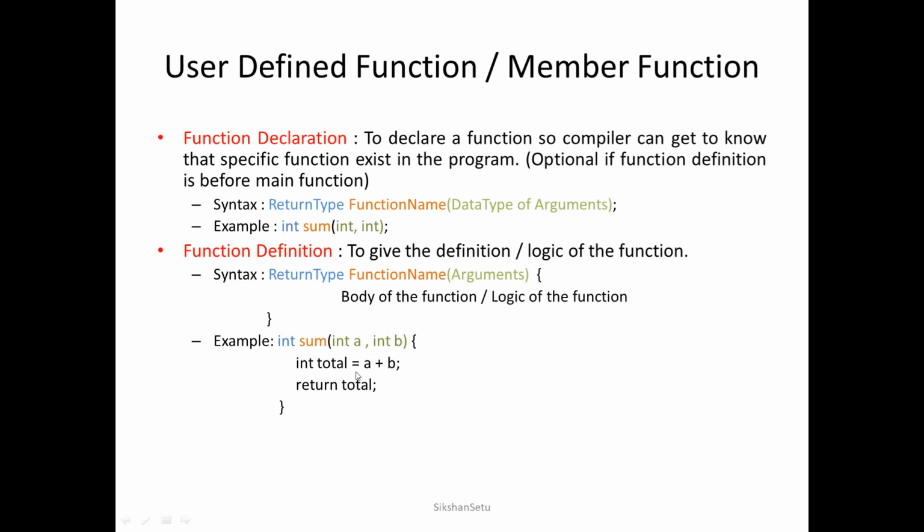Now what is the basic fundamental logic or the work of the function? The work of the function is to make the sum of a and b. So we have defined another variable and we are writing a plus b. The answer will be stored in total and we are going to return total. We need to ensure that the return type here is integer, so we need to return a variable which must be of the same return type, meaning of the integer type. So this is the definition, a very important part.